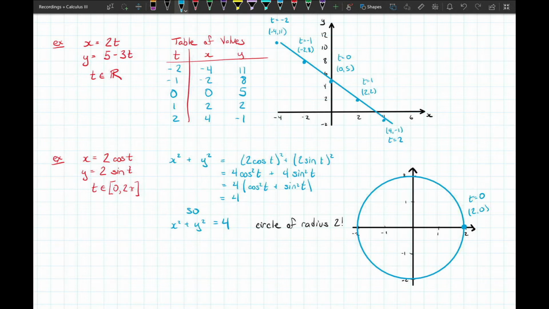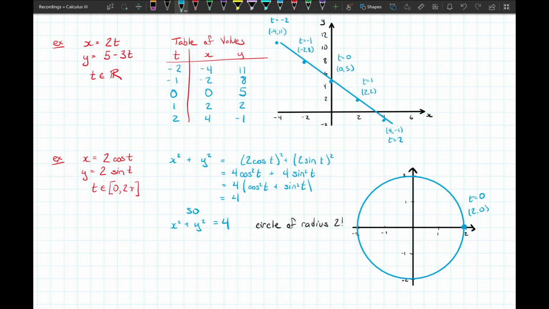Now, we have two options as to which way we're going to travel around this circle. And let's see if we can find out what happens by just choosing another value of t. We could use t equal to pi over 4, pi over 3, pi over 6, pi over 2, any of those common values that make trigonometric functions easy to evaluate.